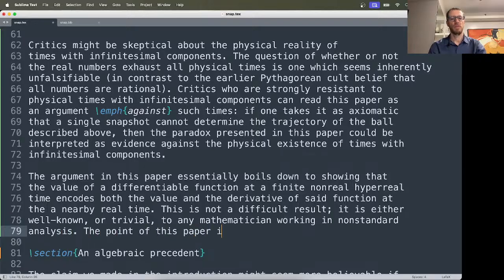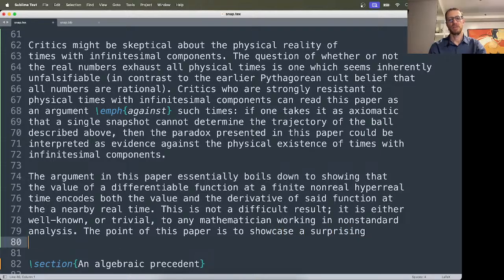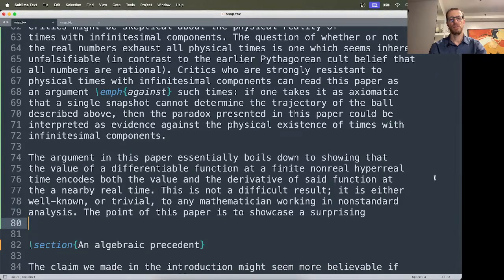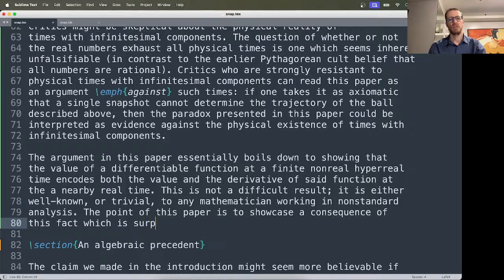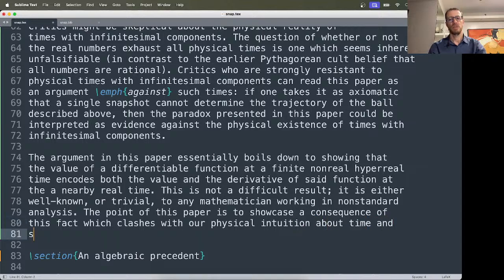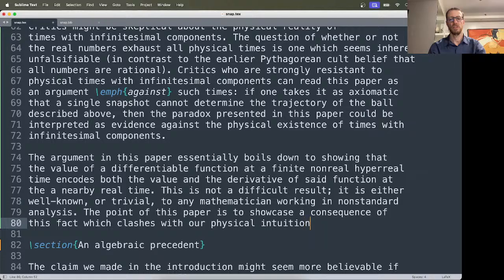The point of this paper is to showcase a surprising consequence of this fact, which clashes with our intuition, with our physical intuition about time and space. Just to say, our physical intuition, full stop.